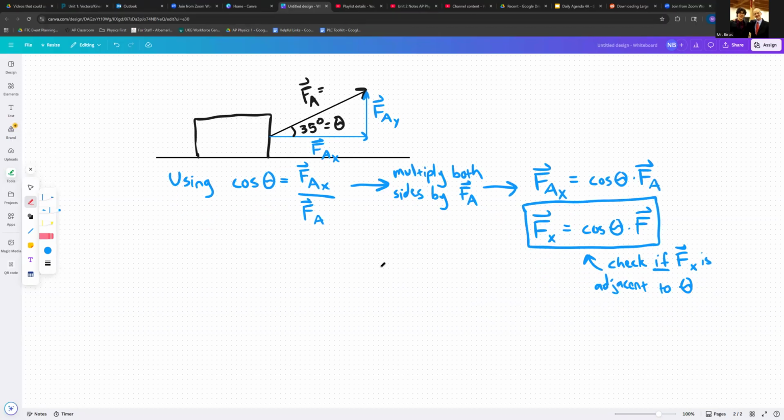And speaking of sine, that's what we typically use for the y direction. So let's look at that here. In fact, there'll be a specific use case for ramps. On a ramp, we're just going to switch it, and we're going to use cosine for y and sine for x when it comes to gravity. But that's a whole other story for later. So using sine theta equal to, in this case, FAY over FA, we can set up the same thing where we would multiply both sides.